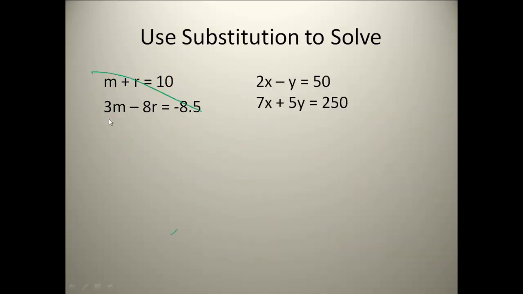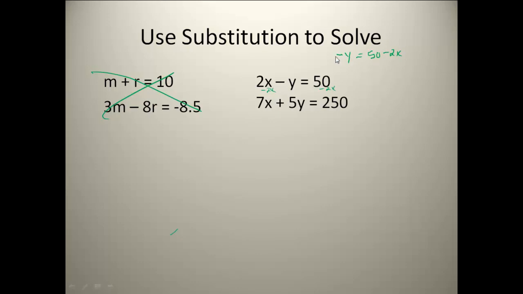Okay, we have a second one now. So I've got 2x minus y equals 50 and 7x plus 5y equals 250. This one looks like my y value is probably going to be the easiest thing to solve for, so I'm going to subtract 2x from both sides. And that would leave me with negative y is equal to 50 minus 2x.